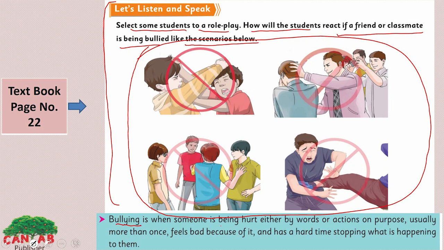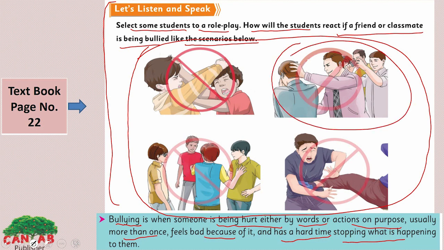Bullying is when someone is being hurt either by words or actions on purpose, usually more than once, feels bad because of it and has a hard time stopping what is happening to them. As you can see, these two boys are fighting with each other. Look here, the boys are teasing or insulting that person and the other boys are taking a picture of it. Their purpose is to insult him or to make him feel bad.